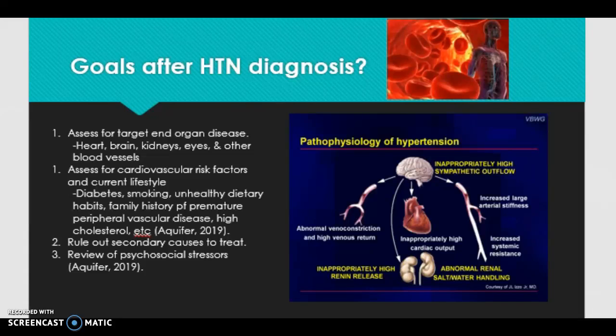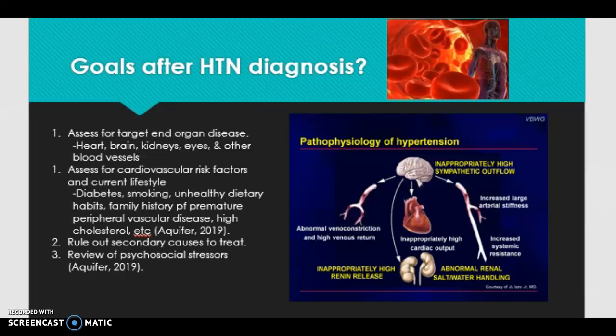Some goals that we want to focus on after we diagnose hypertension include assessing target end organ disease. This not only is cardiac related, this damage due to uncontrolled hypertension can affect the eyes, the kidneys, the brain, and of course the heart and blood vessels. This is why it's very important for patients who have high blood pressure to have regular eye exams and regular blood work in order to monitor the kidney function as well.